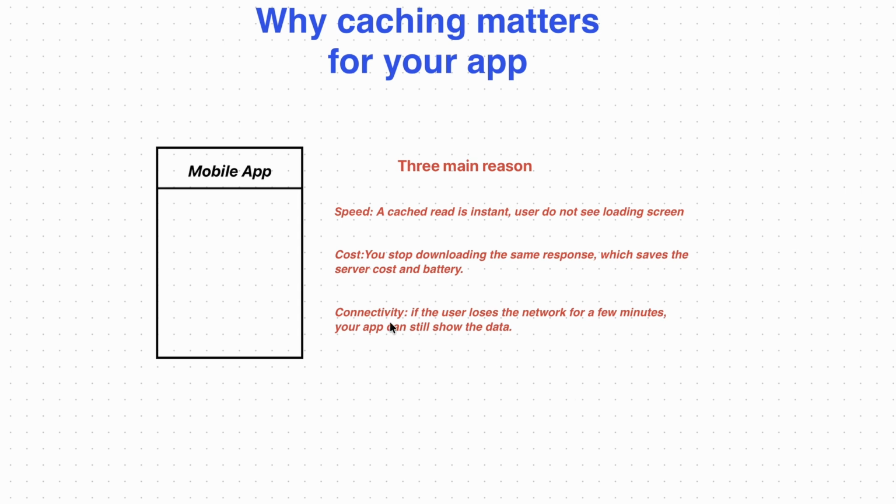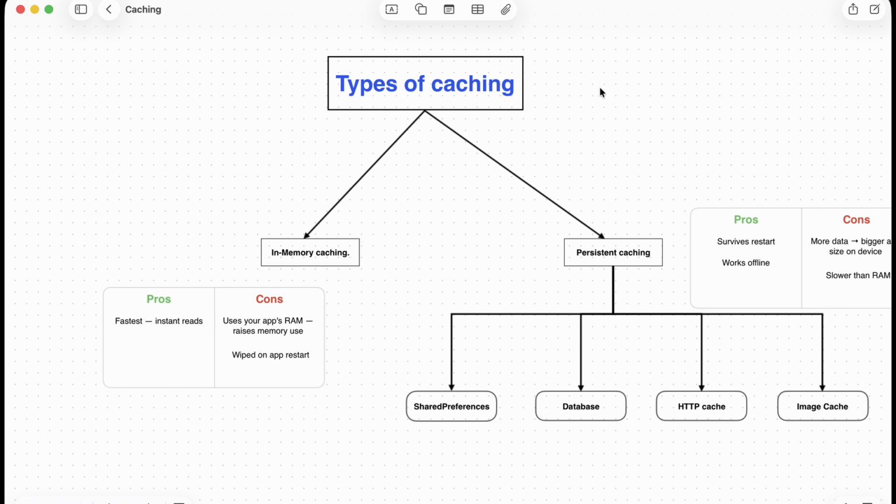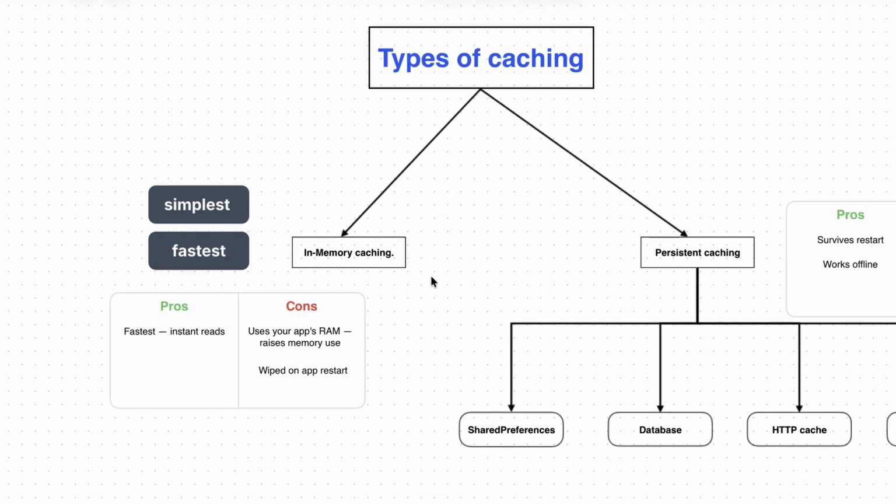Third one is connectivity. If the user loses the network for a few minutes, the user can still use the app and is not stuck with the loading screen. There are mainly two types of caching: in-memory caching and persistent caching. In-memory caching is the simplest and fastest caching.